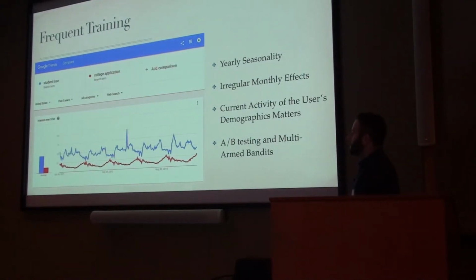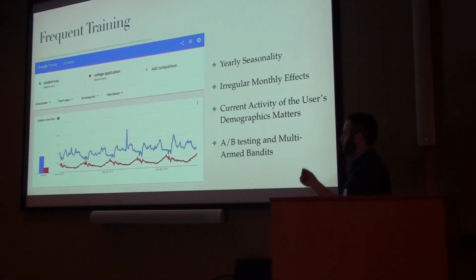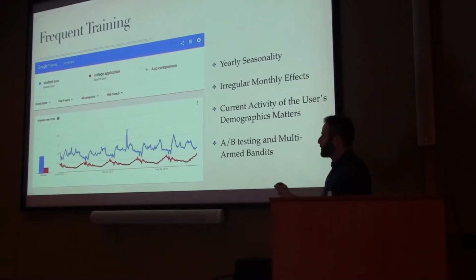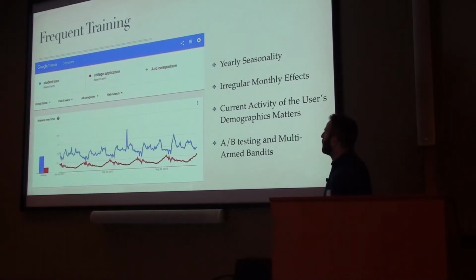cycle. Now, the college application cycle is pretty straightforward. Like, you can see the same peaks, you can see the same characteristics year over year of what's happening. But the student loan cycle is a little bit irregular. There's definitely some cyclical nature to it, but it's still irregular.